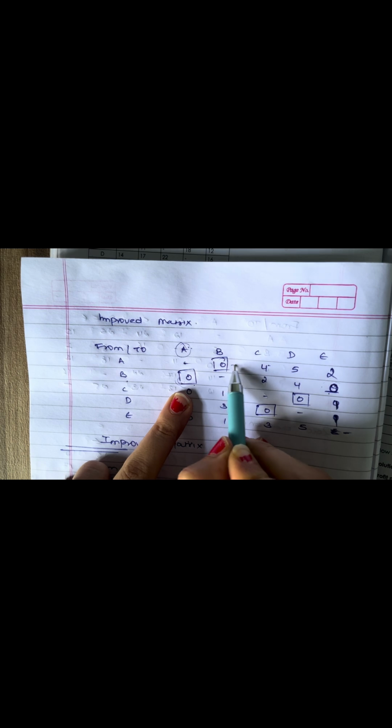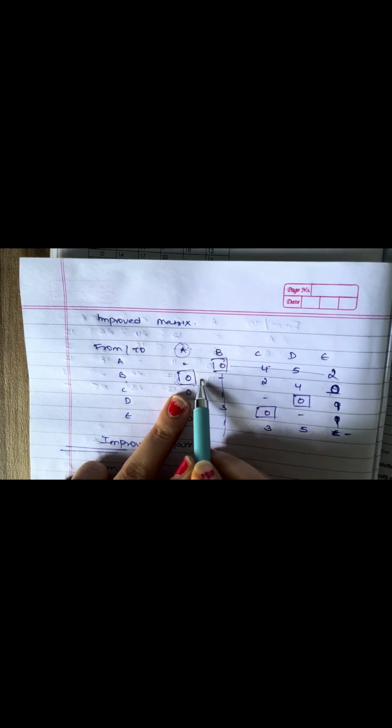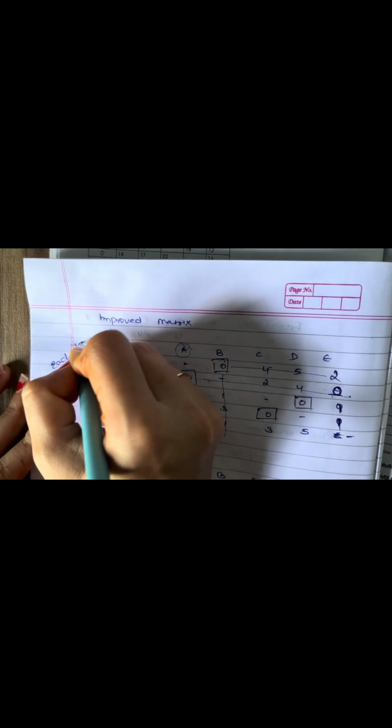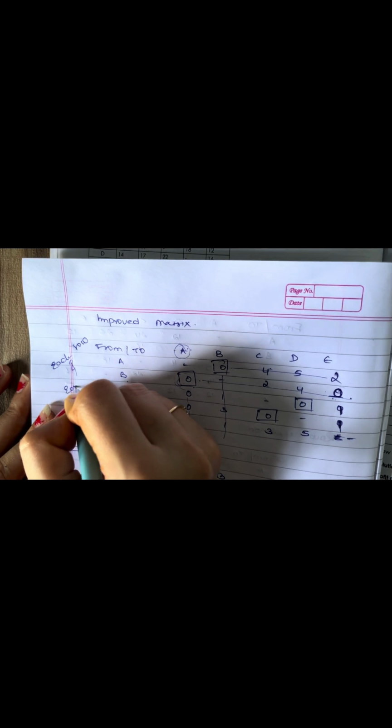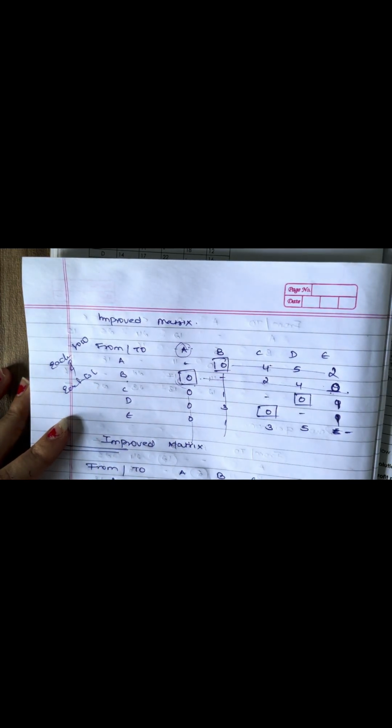That means one salesman, one job is assigned. I cannot take that again, so this is useless. Once I allocate here, the entire row and entire column is useless for me. That way, each row and each column should have 1 zero.